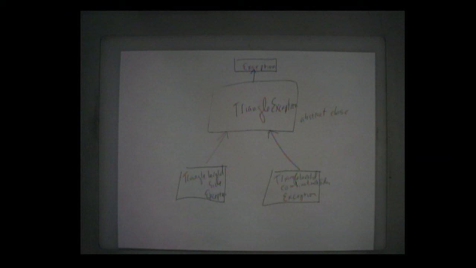Triangle invalid side exception equals new triangle invalid side exception. Side can't be less than 1. I'm only going to set the one side. And I throw that. Okay. And I can copy that for my other sides. All right, let's compile it again.